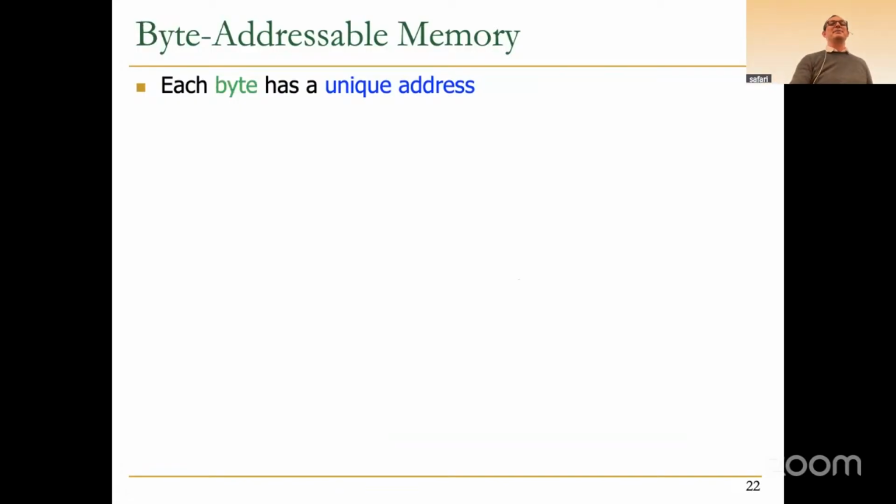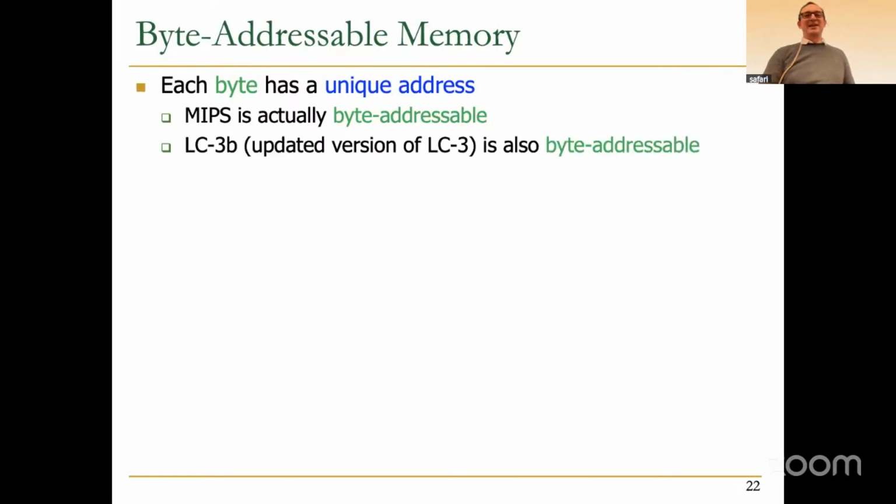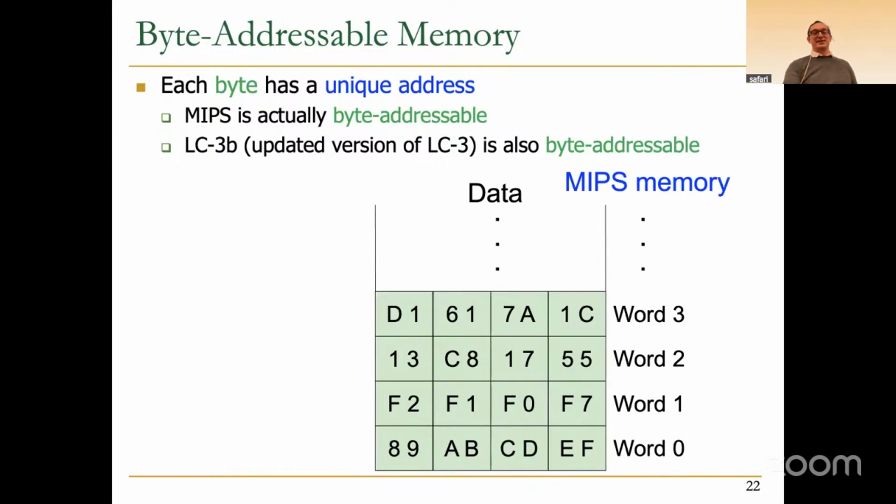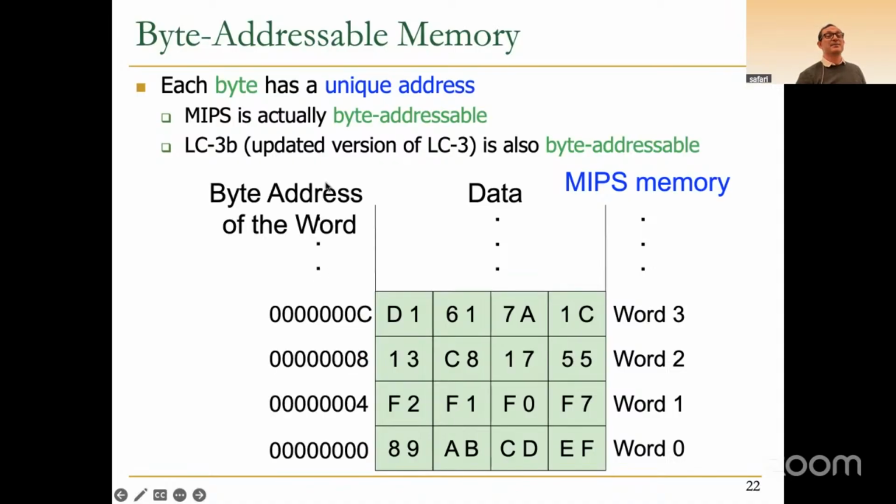Okay, let's take a look at byte addressable memory. In this case, each byte has a unique address. MIPS actually is byte addressable, it turns out. LC3 is not byte addressable, but there's an updated version of LC3, Little Computer 3B, that is byte addressable as well. So now this is our MIPS memory that became byte addressable. I didn't show you the longer version, but I actually divided the words into 4 pieces over here. Each of them is a byte, as you can see. And this is the byte address now.